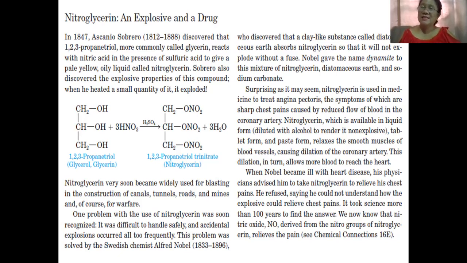Okay. What is the dynamite? Dynamite is a nitroglycerin. Where, how it is being made? From the 1,2,3 propane triol or the glycerol or the glycerin. Then, added with nitric acid in the presence of sulfuric acid, you will form now the 1,2,3 propane triol trinitrate, or known as the nitroglycerin, which is the main component of dynamite.